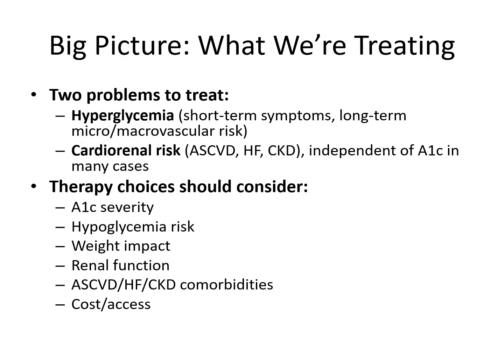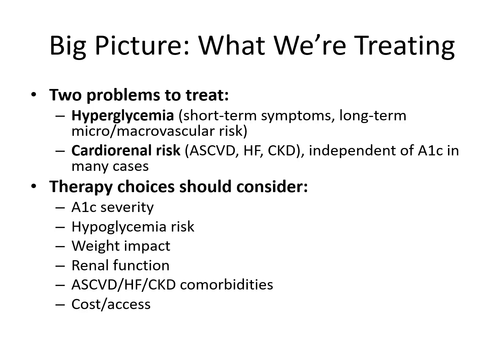Second, and equally important, there is cardiorenal risk. So many patients with type 2 diabetes do not actually die from glucose itself, but from things like atherosclerotic cardiovascular disease, heart failure, chronic kidney disease. And importantly, some therapies reduce cardiorenal risk independent of A1C lowering in diabetes management.